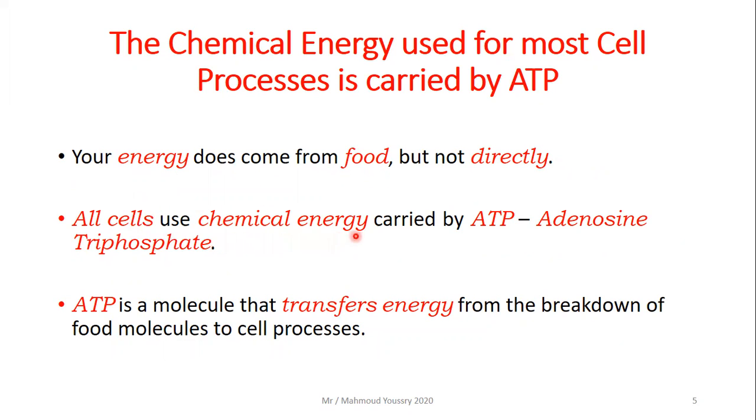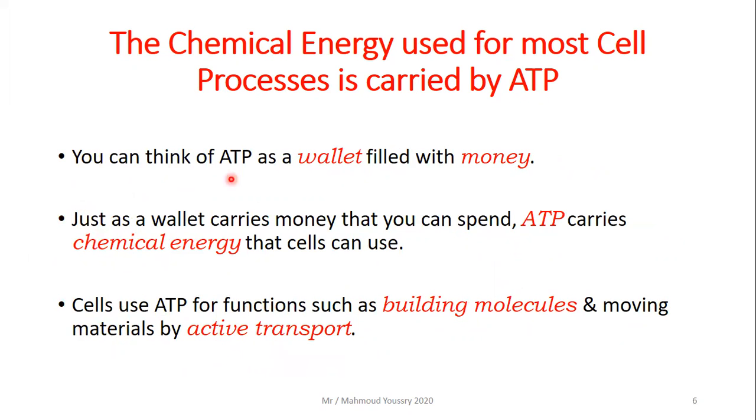All cells use chemical energy carried by ATP. ATP stands for adenosine triphosphate. ATP is a molecule that transfers energy from the breakdown of food molecules to cell processes. You can think of ATP as a wallet filled with money. Just as the wallet carries money that you can spend, ATP carries the chemical energy that the cells can use.